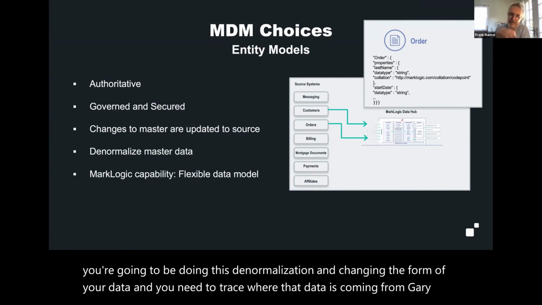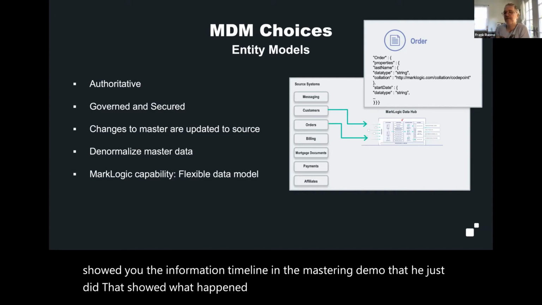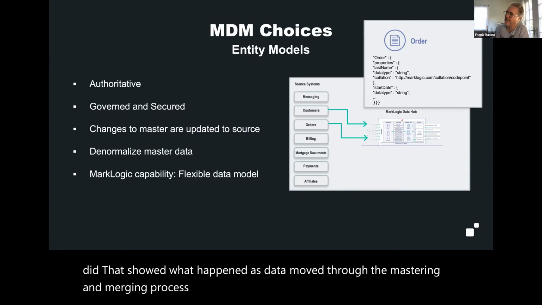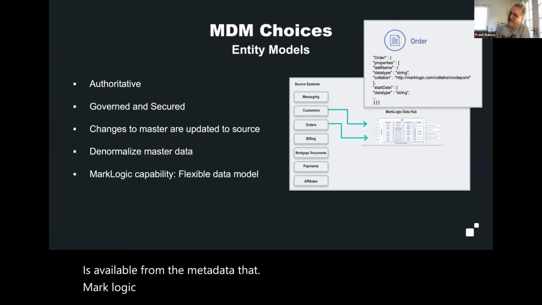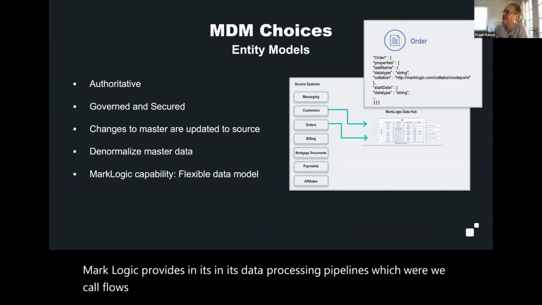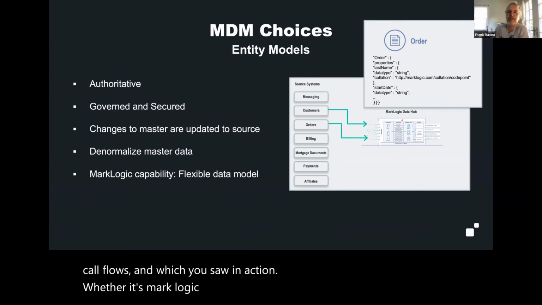Gary showed you the information timeline in the mastering demo that he just did that showed what happened as data moved through the mastering and merging process. And that same kind of timeline is available from the metadata that MarkLogic provides in its data processing pipelines, which we call flows, and which you saw in action. Whether it's MarkLogic flows or some other sort of orchestration, you still have the choice.